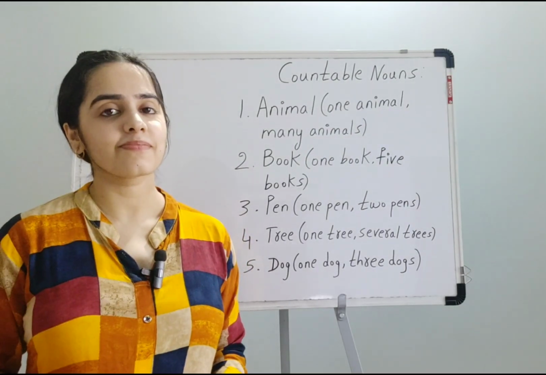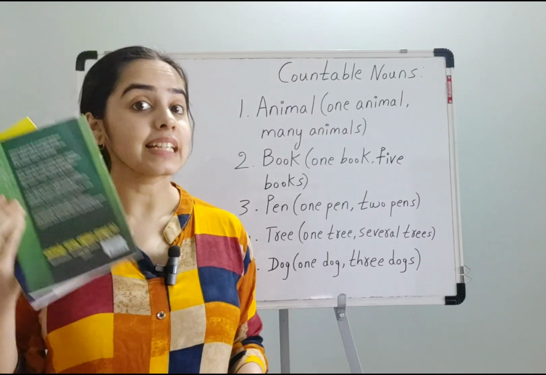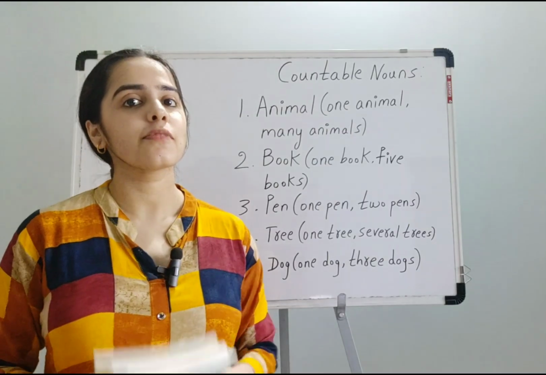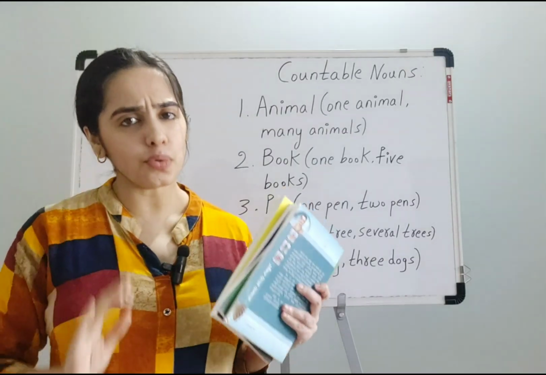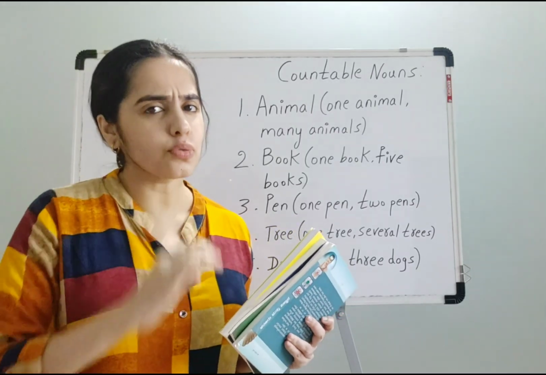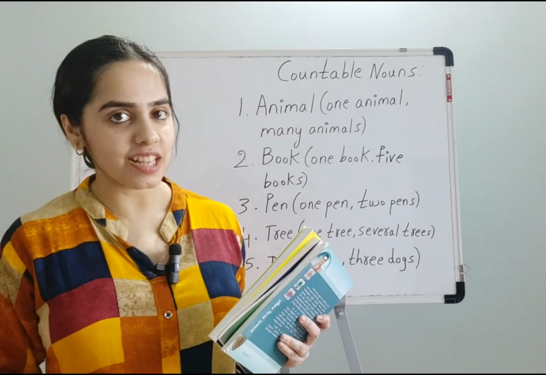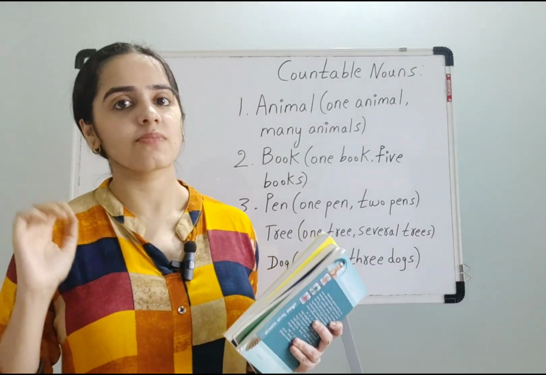One book, two books, three books, four books. So total there are four books. So we can count it. So total there are how many books? Four books. Such nouns are known as countable nouns.